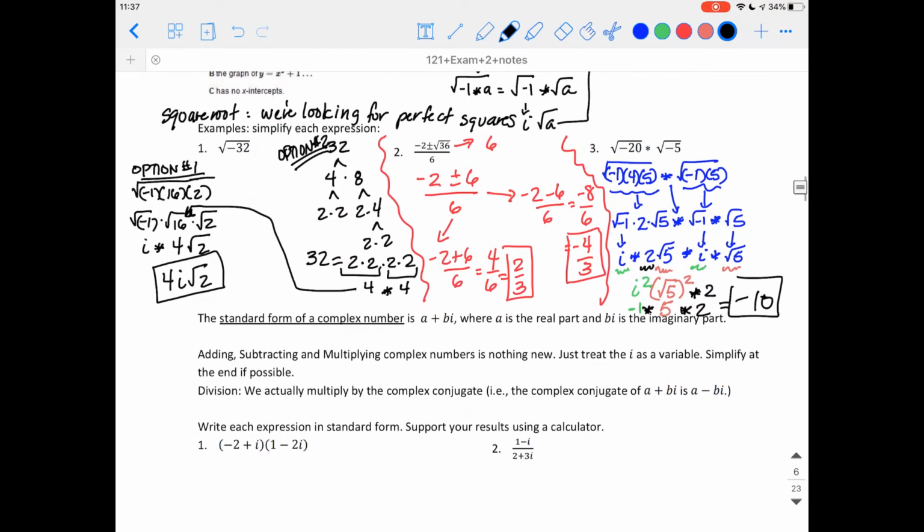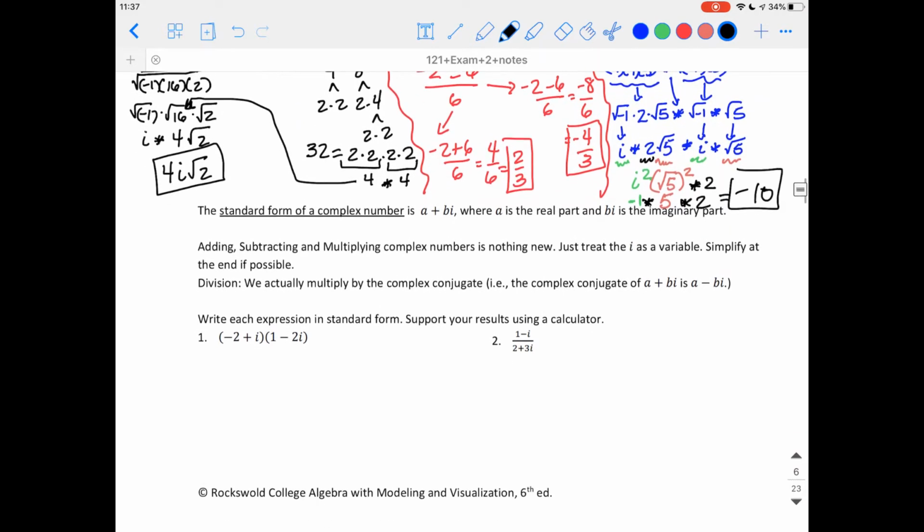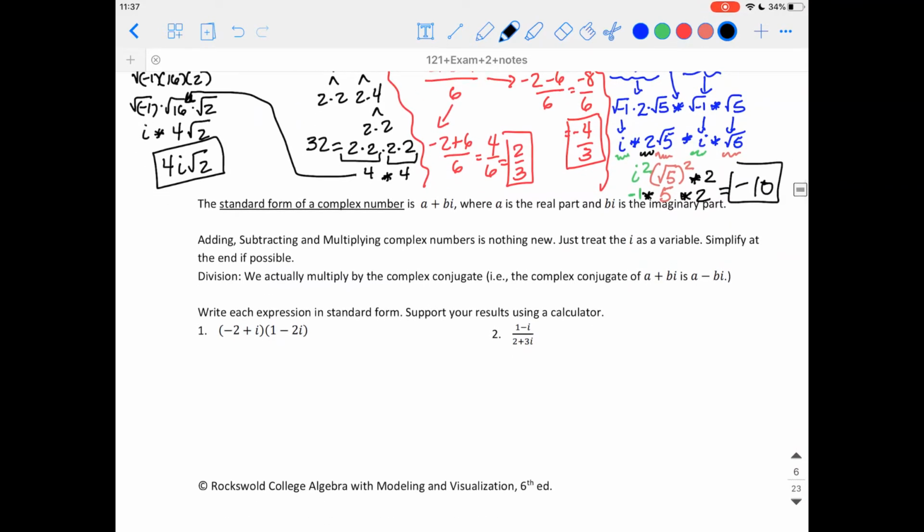Now, the standard form of a complex number is a plus bi. This is important to know. a is the real part, and bi is the imaginary part. Adding, subtracting, and multiplying complex numbers is nothing new. Just treat the i as a variable and simplify at the end if possible. In division, we actually multiply by the complex conjugate. The complex conjugate of a plus bi is the a and the bi, but instead of a plus in between them, it's a minus.